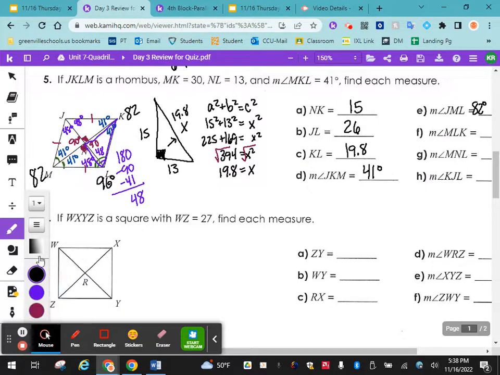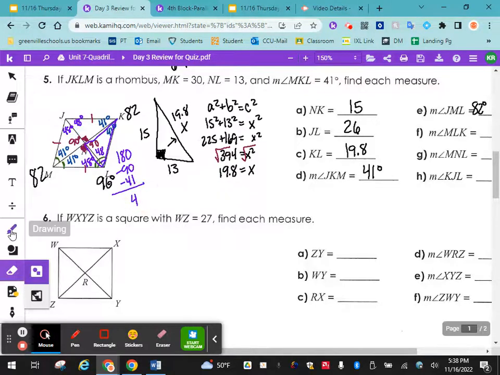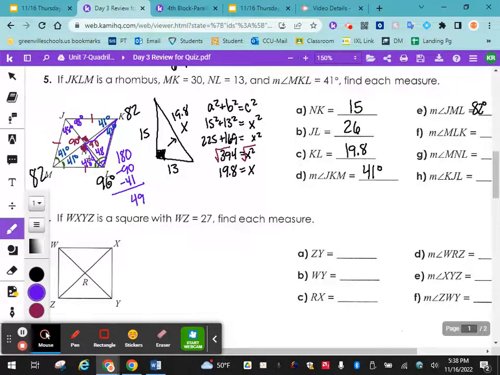I did a little math here wrong, so let me go back and change this real quick. This is 49. So this would be 49, and this would be 49, and this would be 49, and this would be 49. Just very quick. The calculation's right. I mean, the setup's right. I just did it wrong.